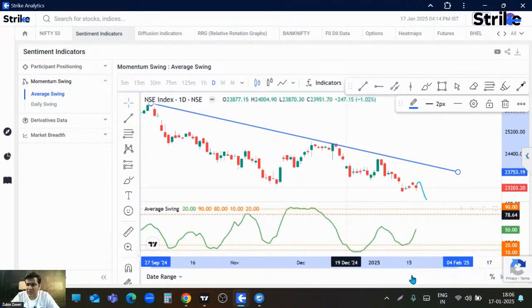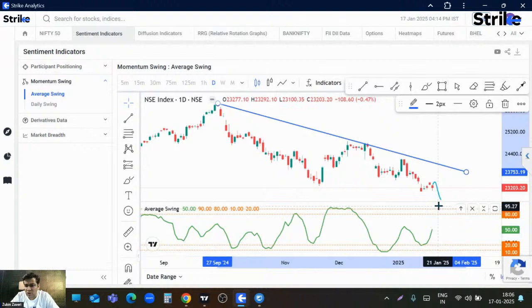Similarly, average swing also, it has still not reached its oversold. In fact, it's still not reached its overbought. All right, it's still bouncing from the oversold levels. So maybe we can see some more sideways to a little bit bullish bias on Monday. All right, so 23,000 all in all is to be watched out for. That is a big support level.